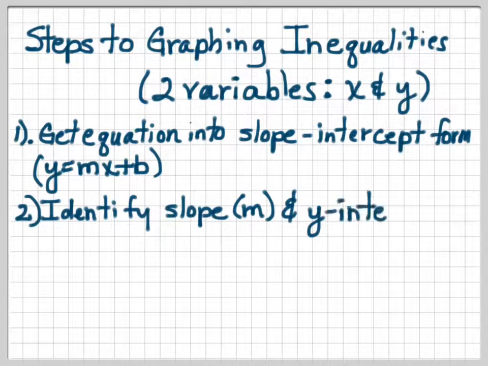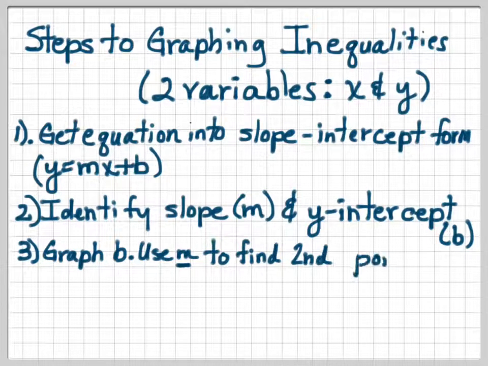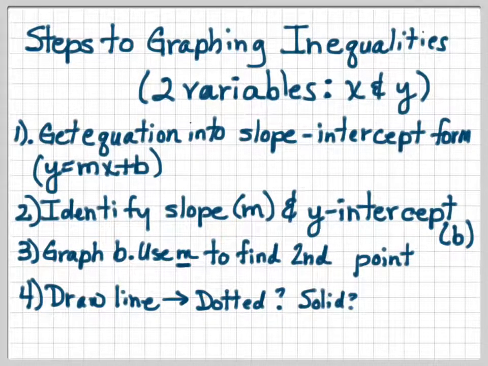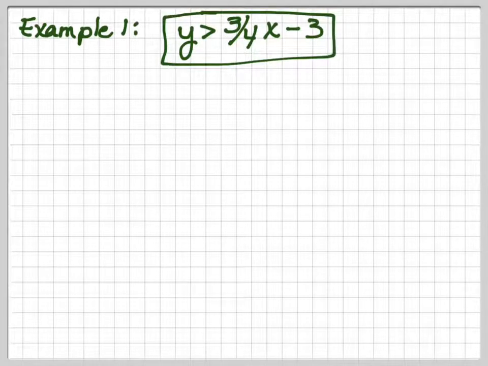Then identify the slope and the y-intercept. Pull that out and write it down. Then graph the y-intercept, and from there you're going to use the slope to find the second point. You're going to go up and to the right or down and to the left, depending upon what the slope is. And then you're going to draw your line, and your line is going to be dotted if it doesn't have an equal with it, if it's just greater than or less than, and it's going to be solid if it's greater than or equal to, or less than or equal to. And then decide where you're going to shade. If it's above, that means that y is greater than, and if it's below, it's going to say y is less than.